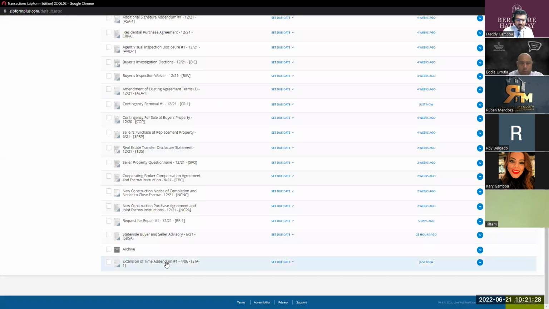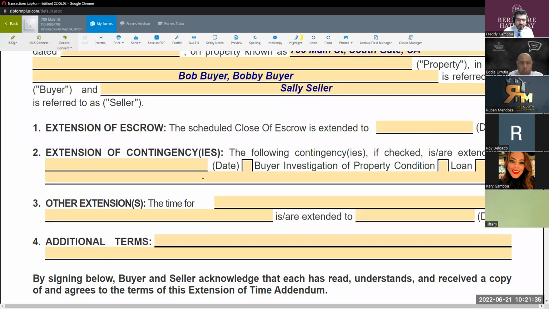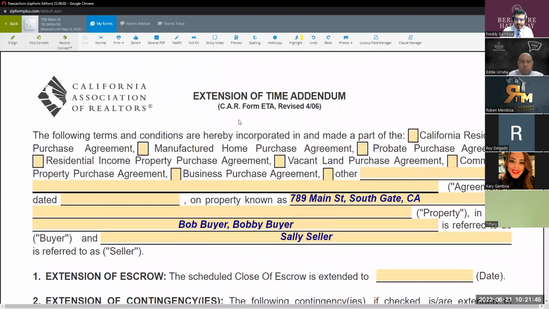So this is the form you want to use when you need to extend your contingencies, your escrow, or any other extension, or any additional terms you want to add to the actual purchase, to the transaction. Again, this is your Extension of Time Addendum.